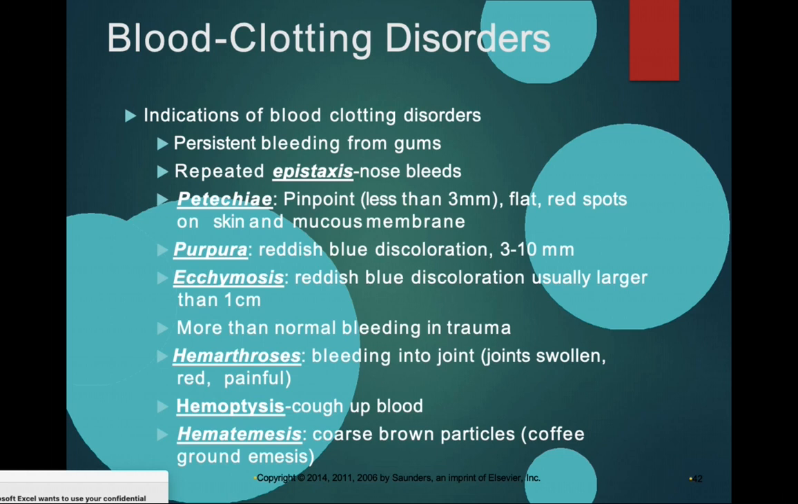Hemarthrosis, you see the word arthrosis, which is joints, and heme is blood. This is bleeding into the joints. The joints become swollen, red, and painful. Hemoptysis, this is when someone coughs up blood. And then there's hematemesis. Hematemesis is when someone vomits, and in their vomit there are these brown particles. They kind of look like coffee grounds. That's called hematemesis.